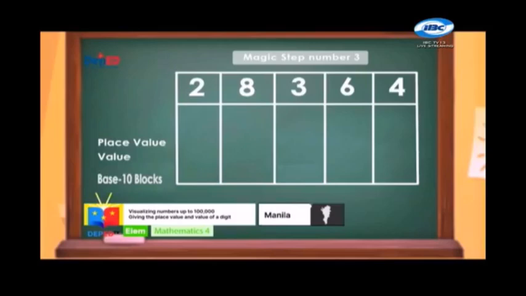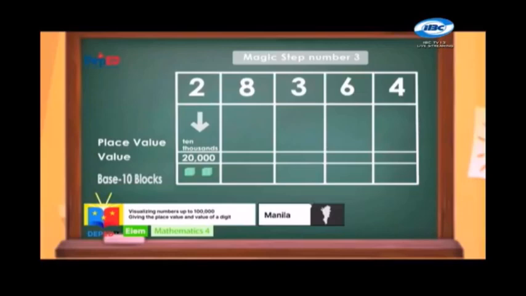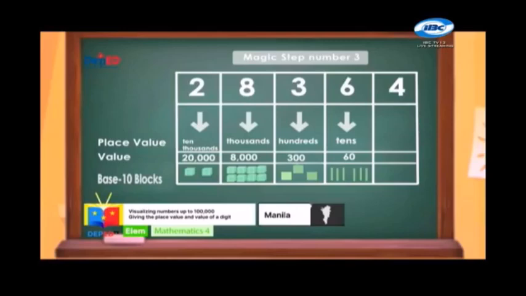In 28,364, the 10,000's place is a digit of 2 and is a value of 20,000. So we will draw 2 sets of 10 blocks. Next, 1,000's place is a digit of 8. Therefore, we need to draw 8 blocks under 1,000's. 100's place is a digit of 3. Then we will draw 3 flats. 10's place is a digit of 6. Therefore, we will draw 6 longs. Lastly, 1's place is a digit of 4, so we will draw 4 units.